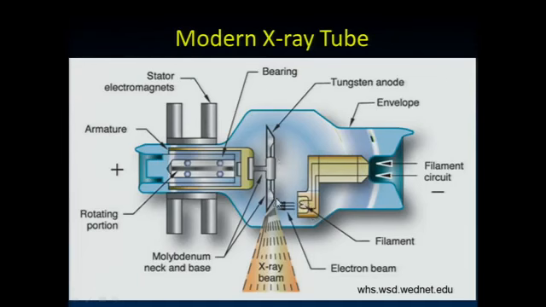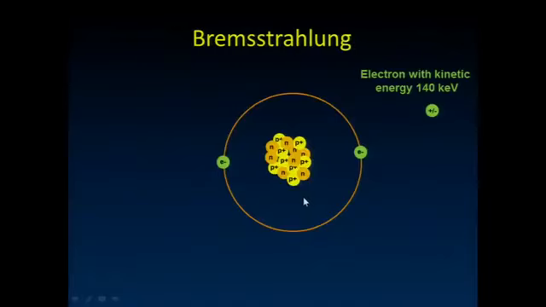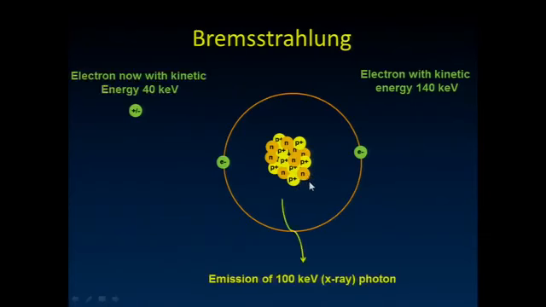Here's that filament, where the electrons are boiling off the surface of it, accelerating to there. Here's our motor, rotating as those strike. So here's that Bremsstrahlung we talked about, right? That kinetic energetic electron gets its path changed by the nucleus of that atom, and we give rise to that energetic X-ray photon.